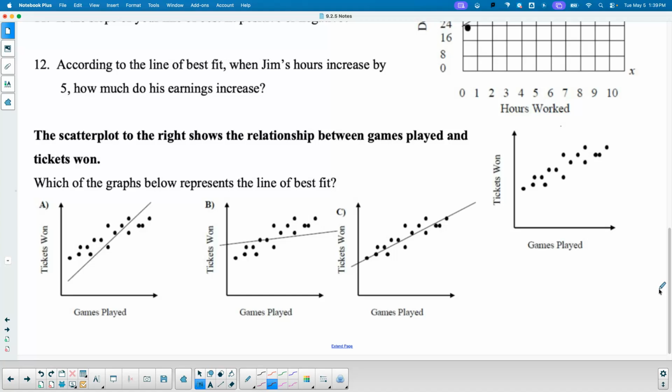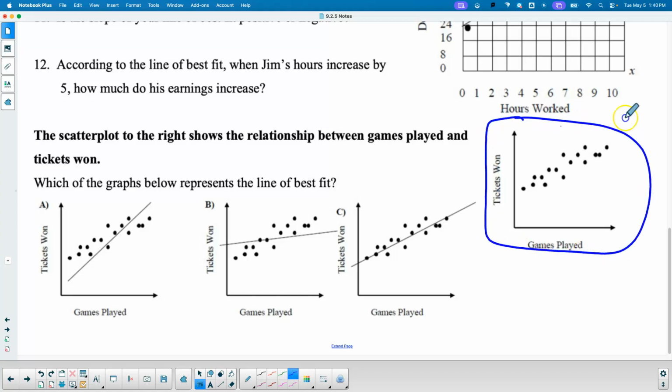I was a little bit confused when I saw this one this morning. Okay, so this is the scatter plot over here. Here are 3 possible lines of best fit. You choose me which of the 3 is the best one. Okay? Love it. I'm going to hand some stuff back to you right now, and then we'll go from there.